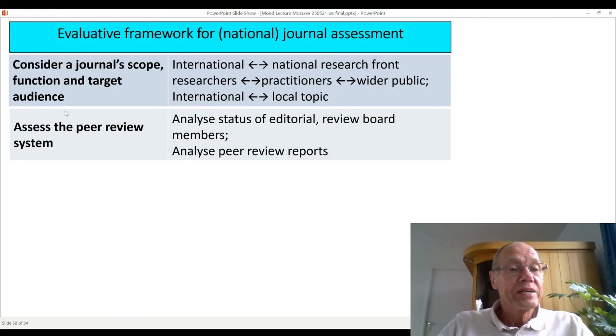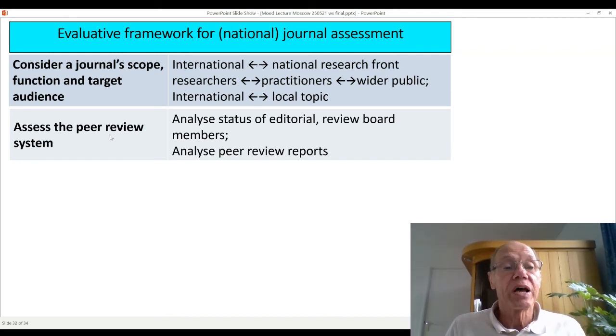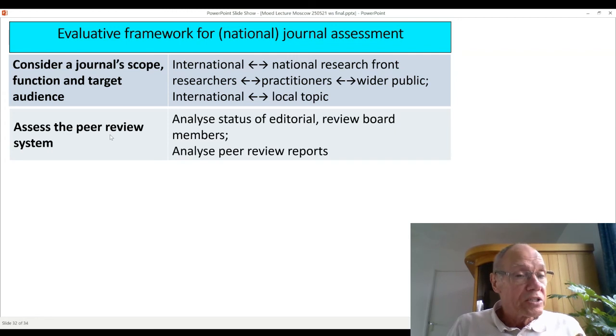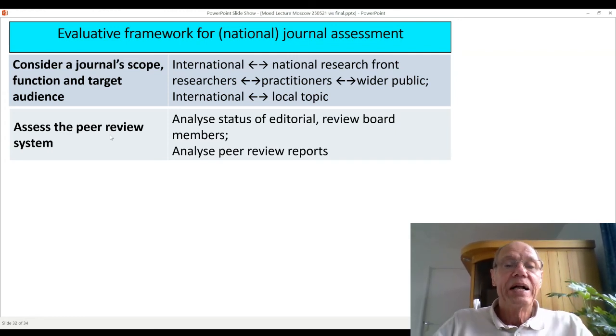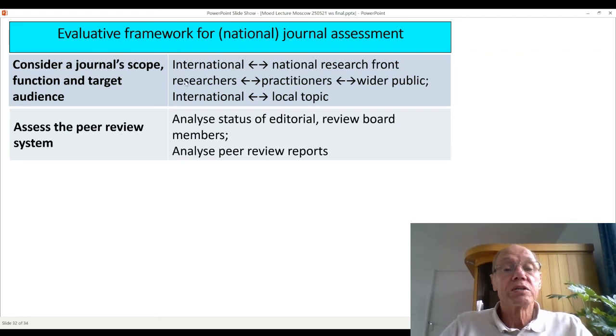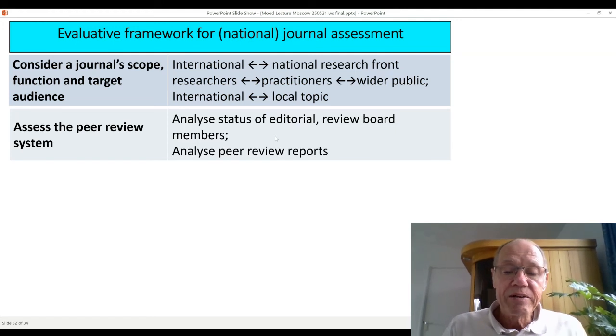I also think that, talking about journal quality, it is important, I mentioned this already, but I want to underline it, to assess the peer review system in more detail, and also to analyze the status of editorial board members, and especially analyze these peer review reports that could eventually result in more direct indicators of journal quality.